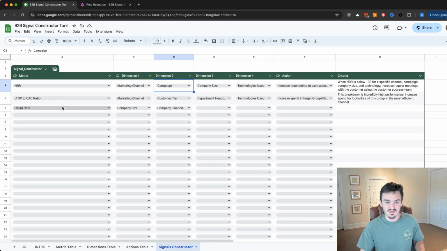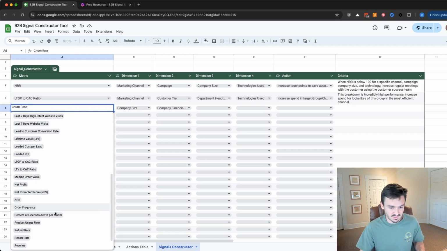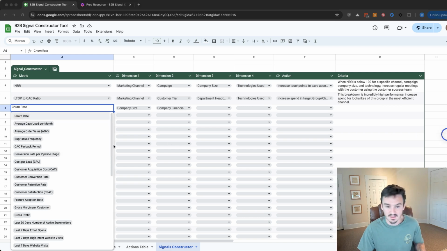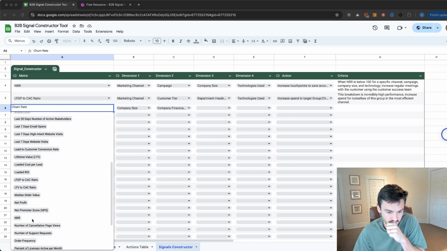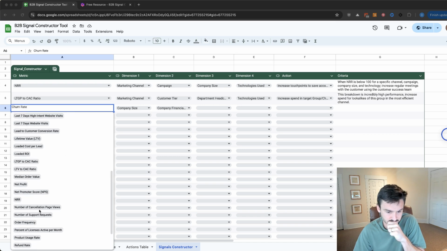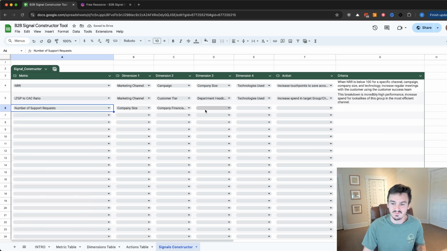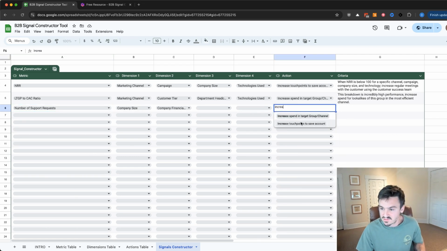So then obviously something like, let's see, if I look through these, then I think a couple things we could look at. We could look at like a net promoter score, NPS, or we could look at number of cancellation page views or number of support requests. So let's put number of support requests in there. And then we can break this down further by the dimensions. And then we actually have an action there for increase touch points to save account.